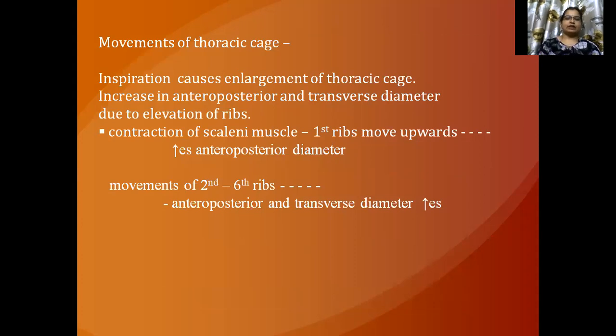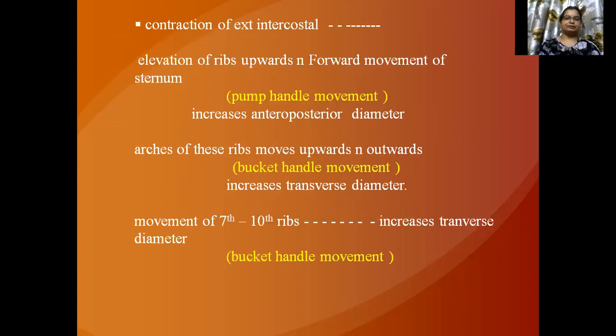Movements of the thoracic cage. Inspiration causes enlargement of the thoracic cage, with an increase in anteroposterior and transverse diameter due to elevation of the ribs, and an increase in vertical diameter due to the diaphragm. Contraction of the scalene muscles causes the first rib to move upwards, which increases the anteroposterior diameter. Movements of the second to sixth ribs cause an increase in anteroposterior and transverse diameter.